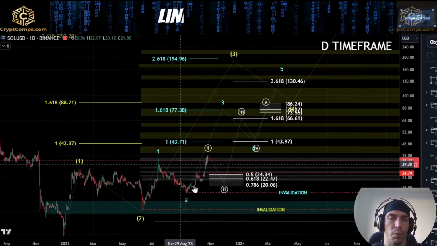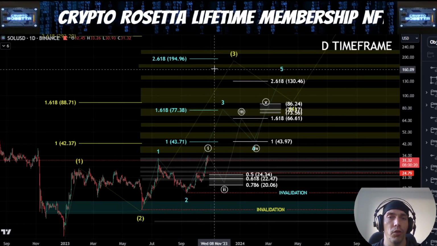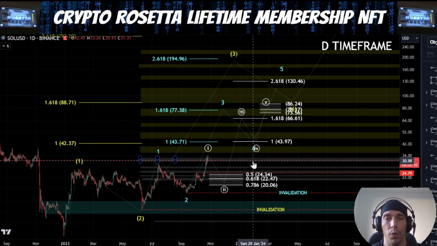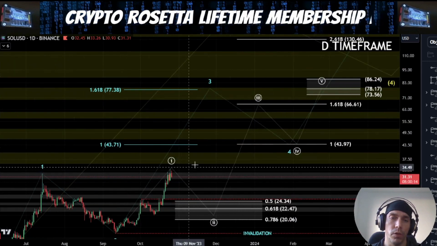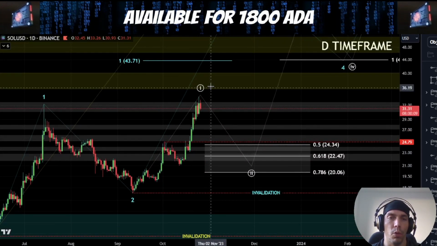Alternatively, also within the blue count here, we have the 1.618 sitting here at the 77.38 level. If we do see extension, potentially we could see price looking to push higher towards this 194. Now within this count here, we also need to just be very careful, because I'm looking to try and count this as a smaller 5-wave move.